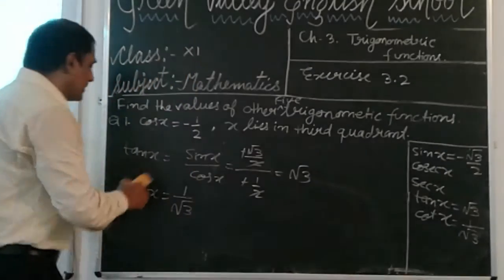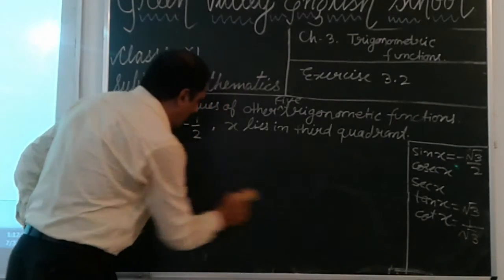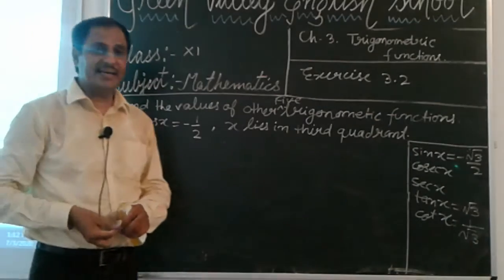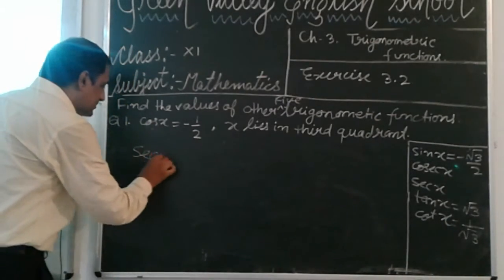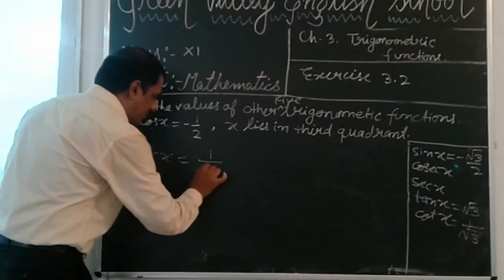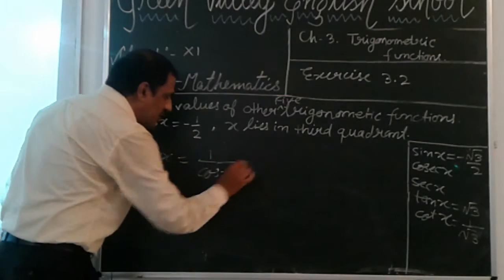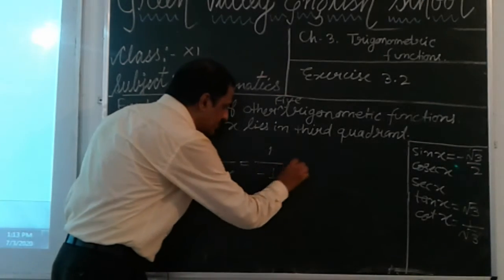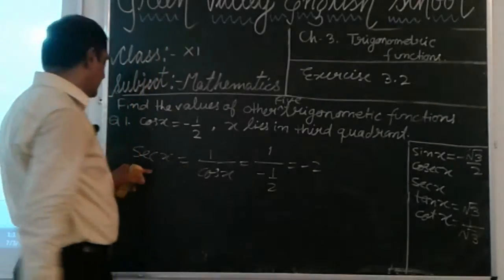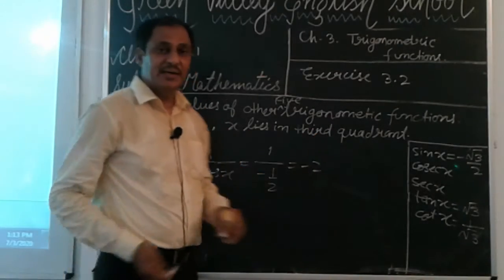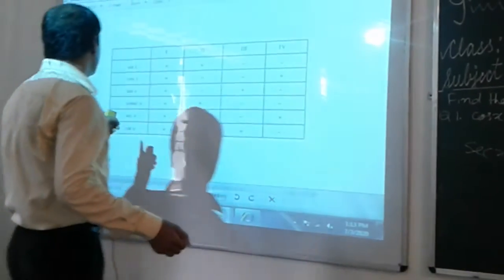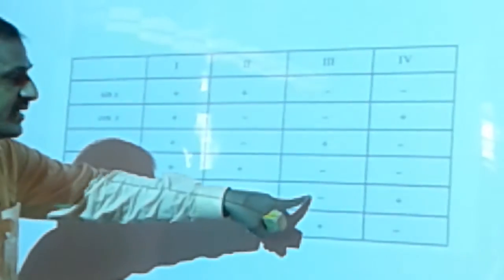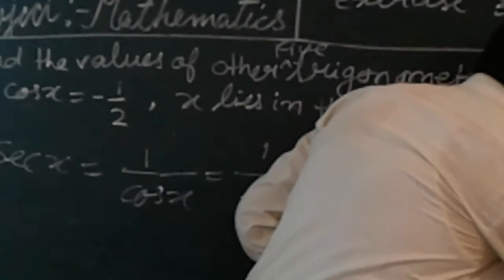Now I am going to write the value of sec x. Sec x is equal to 1 upon cos x, and the value of cos x is given, so 1 by minus 1 by 2 is equal to minus 2. Here x lies in the third quadrant, and the sign of sec x in the third quadrant is negative. So the value of sec x is equal to minus 2.